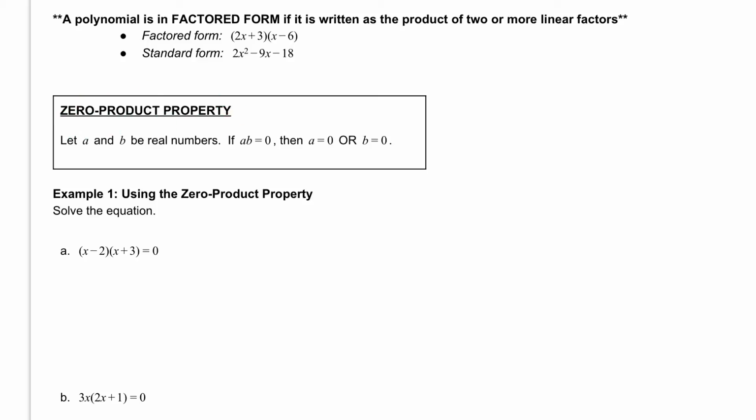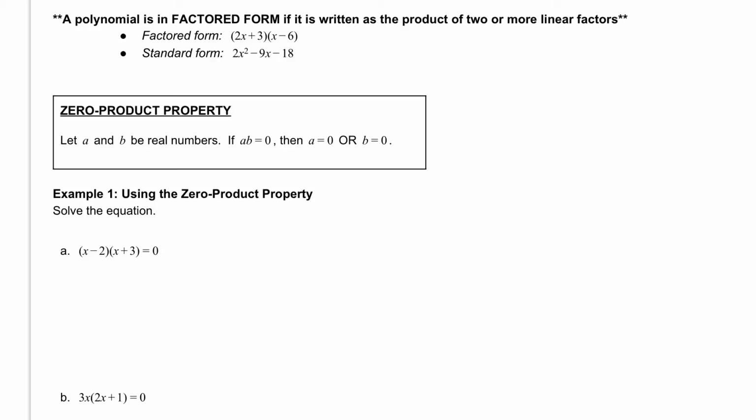In the box here, we have the zero product property. It says let a and b be real numbers. If a times b is equal to 0, then we know a is equal to 0 or b is equal to 0. And this is what we're going to use in order to help us solve equations.